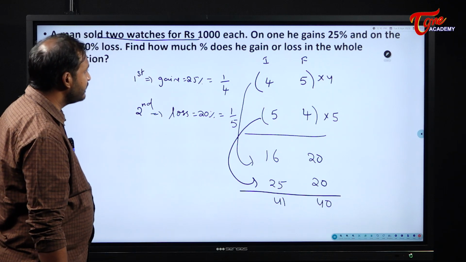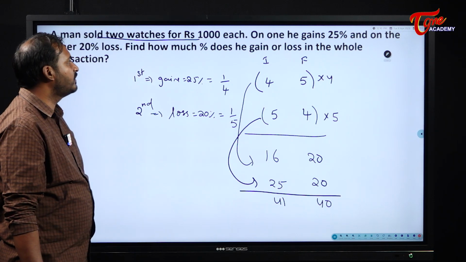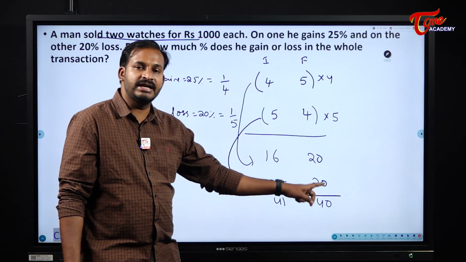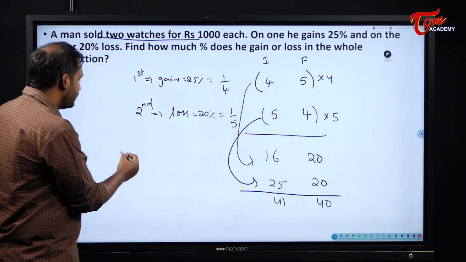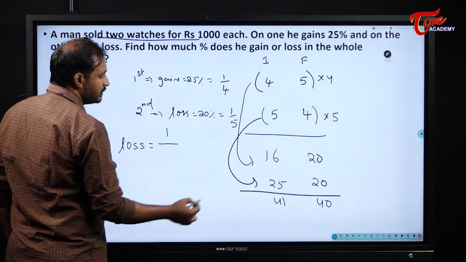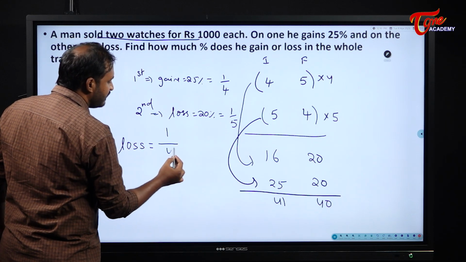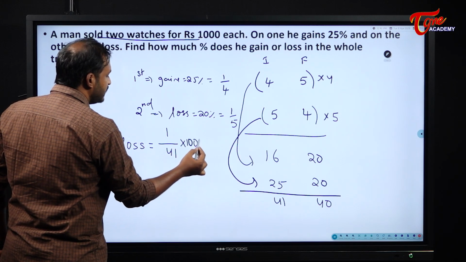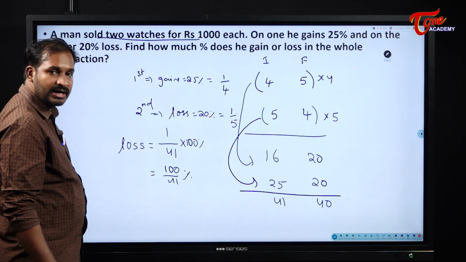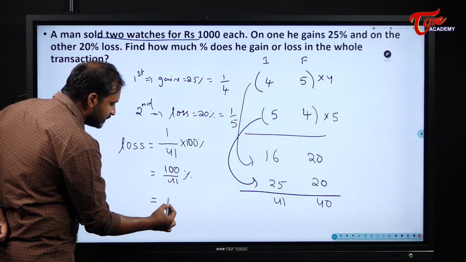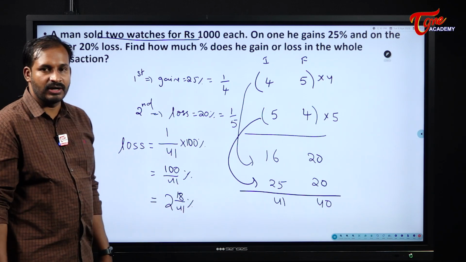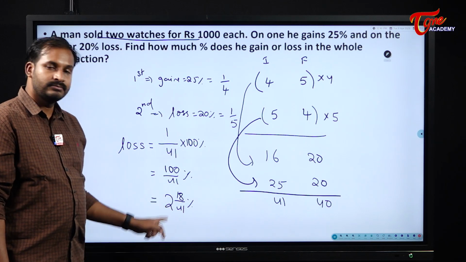Loss by how much? On the whole, find how much percentage he gains or loses in the whole transaction. Overall, he spent 41 rupees and in return he got just 40 rupees. So, loss will be equal to 1 by the actual value. He spent 41 into 100%. So, here he will get 100 by 41% loss, which we can also write as 18 by 41%. Anyway, both are the same. Understood?